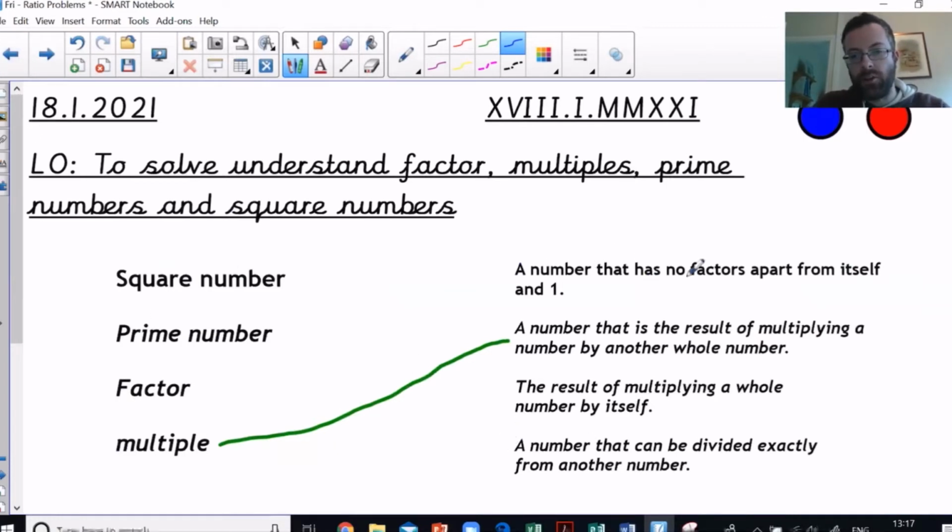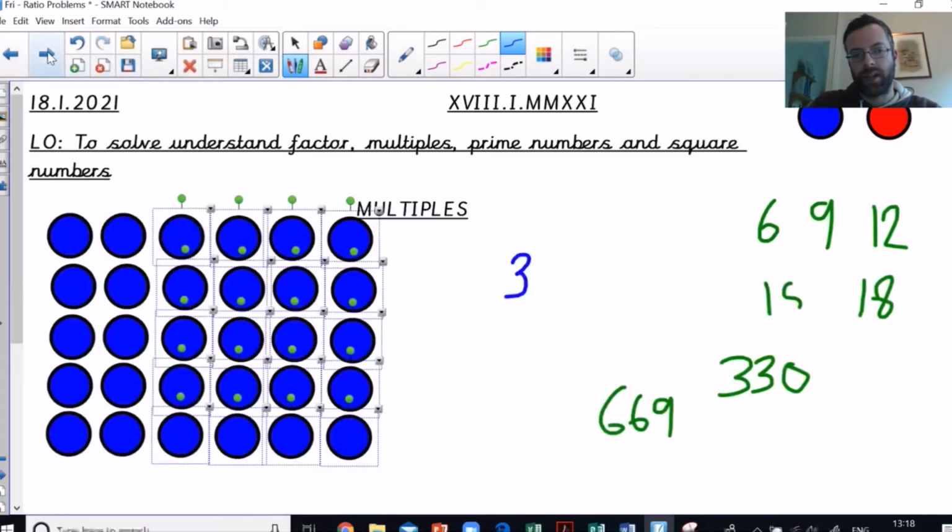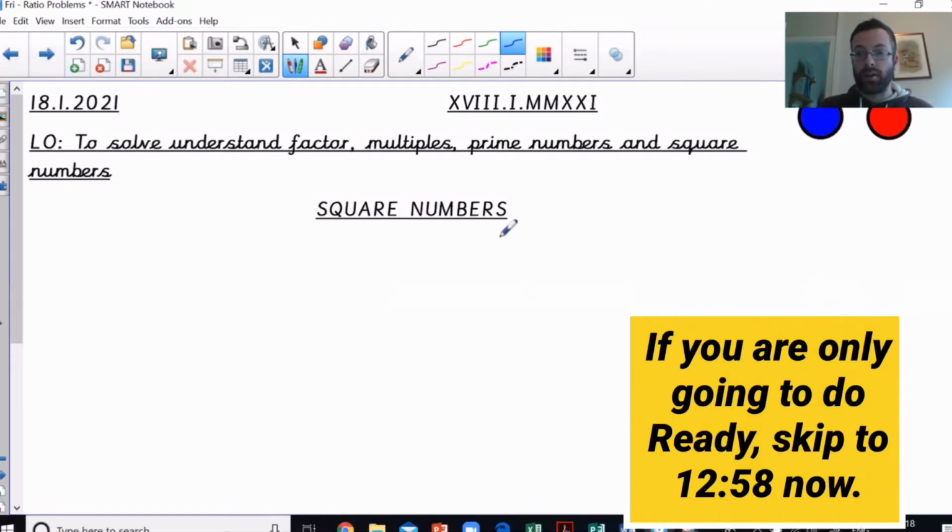A number that has no factors apart from itself and 1? No. The result of multiplying a whole number by itself? No. A number that can be divided exactly from another number? And that is what a factor is. Okay, moving on to square numbers.